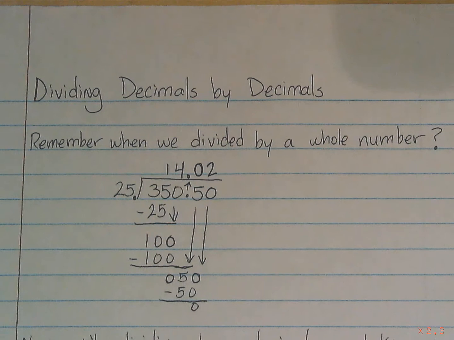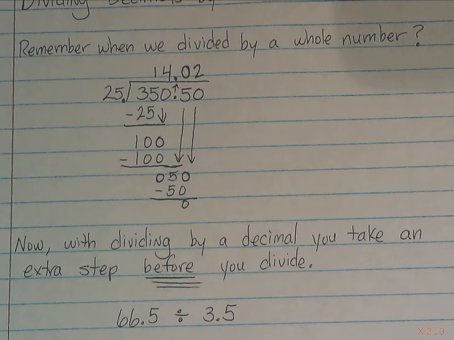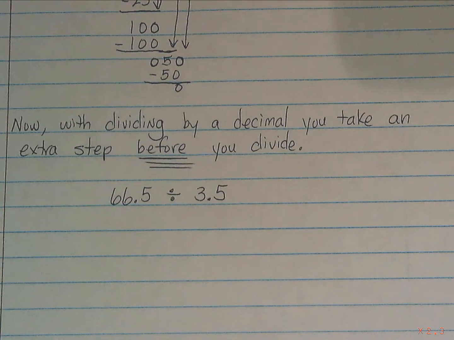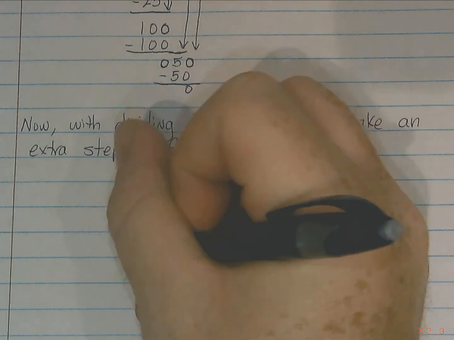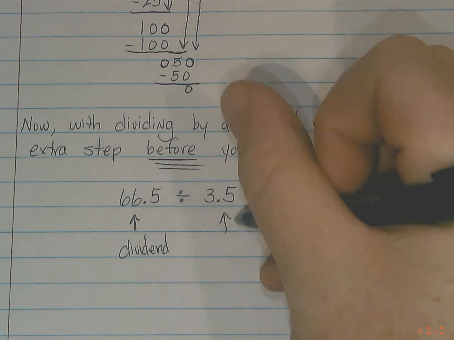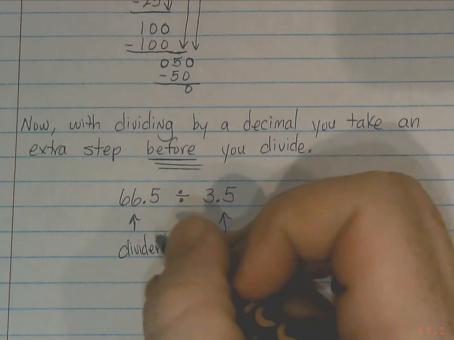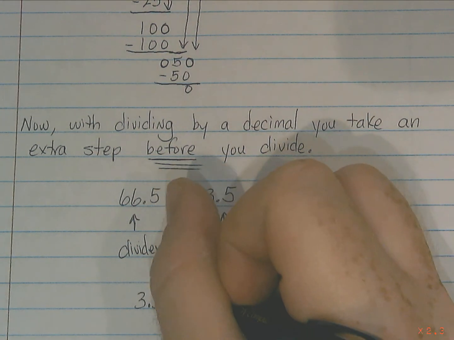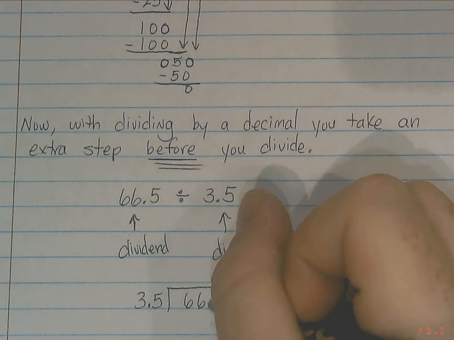So now when we divide with the decimal, we have to take an extra step before we divide. Let's say we have this problem here, and we want to divide 66.5 by 3.5. So this is your dividend. This is your divisor, right? So your divisor is going to go on the outside, right here, 3.5, or in this case, 3 and 5/10. And the dividend is going to go right here, 66.5.